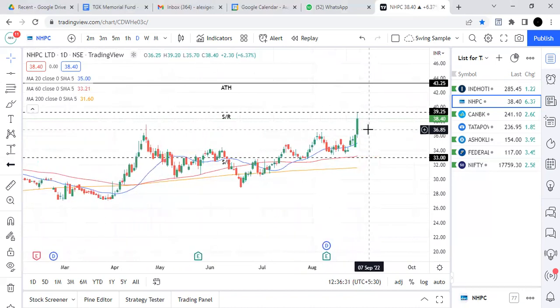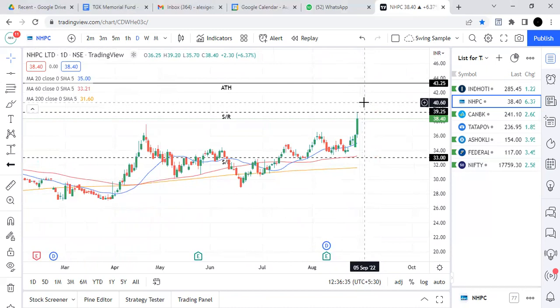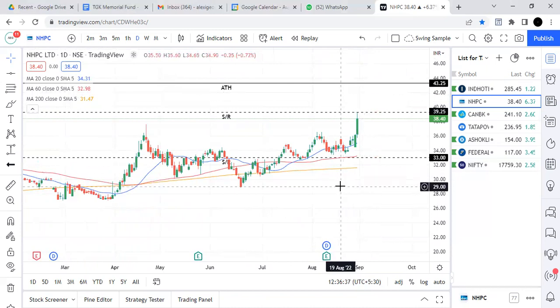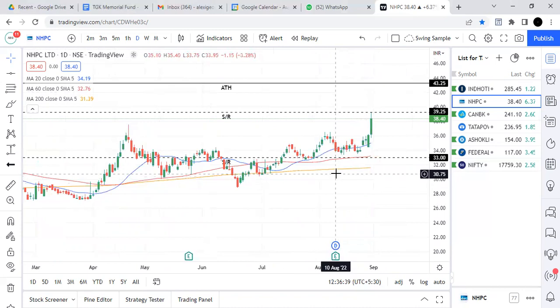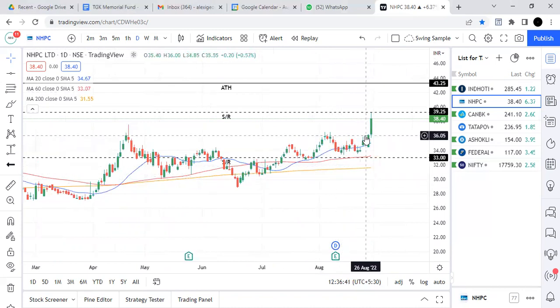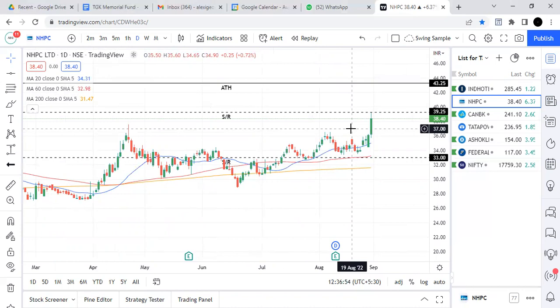Now why do I say that if it goes above the resistance, the chances are that it would move up? Well, I'm looking at various factors. Look at this. The stock price is right now above the 20 period moving average. The 20 period moving average is above the 60. The 60 is above the 200. All these are positive clues that the stock is on an uptrend.